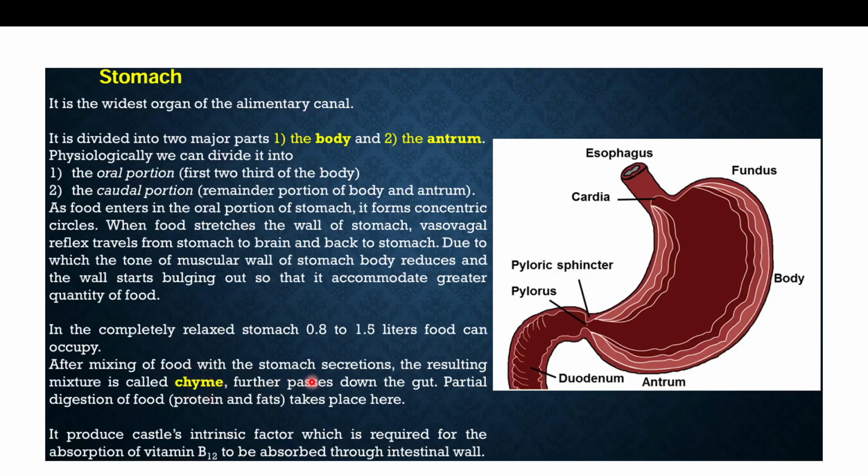Okay, so this chyme is further passed down into the gut, and partial digestion of proteins and fats takes place in the stomach. Okay, and it produces this intrinsic factor which is required for vitamin B12 to be absorbed through the intestinal wall.